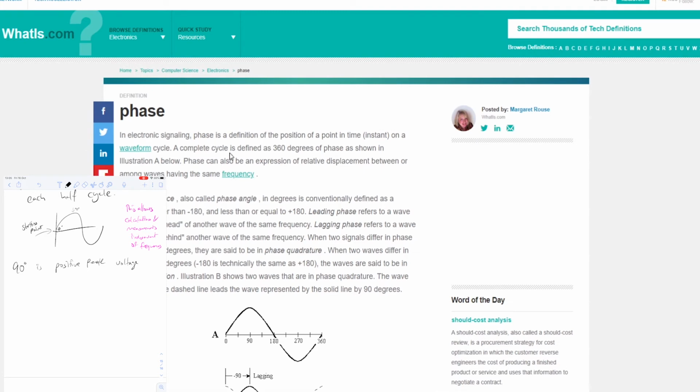In electronic signaling, phase is a definition of the position of a point in time on a waveform cycle. A complete cycle is defined as 360 degrees of phase, as shown in illustration A below. Okay. Phase can also be an expression of relative displacement between or among what?